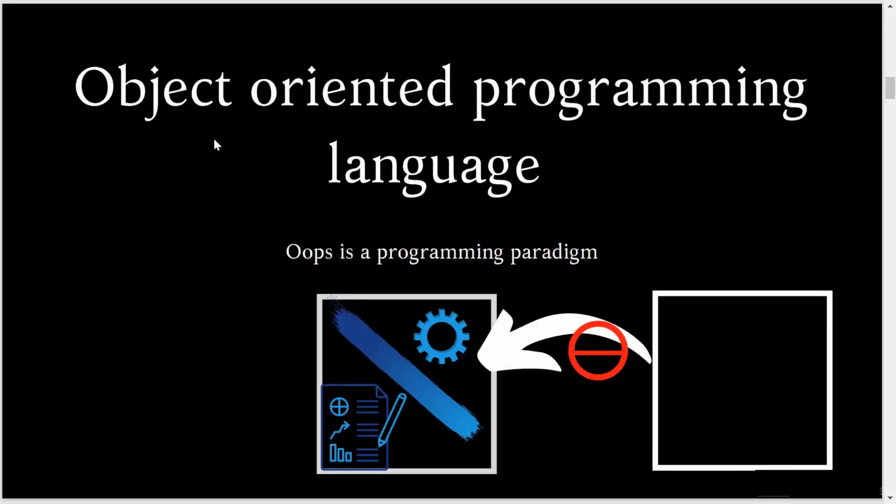Object-oriented programming language. OOPS is a programming paradigm. Paradigm is nothing but an example. OOPS combines both the data and the functions that work on it into a single unit. So it is more secure than procedural programming. You can't access the data from the rest of your code.